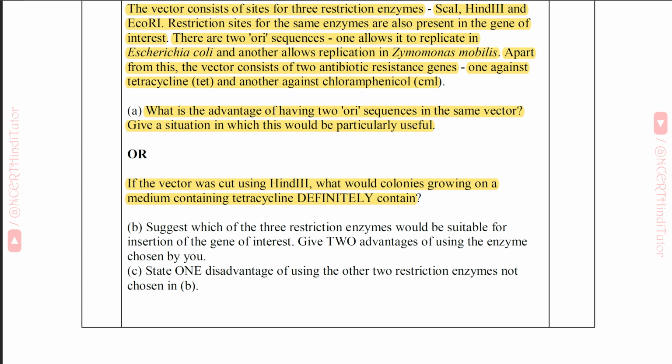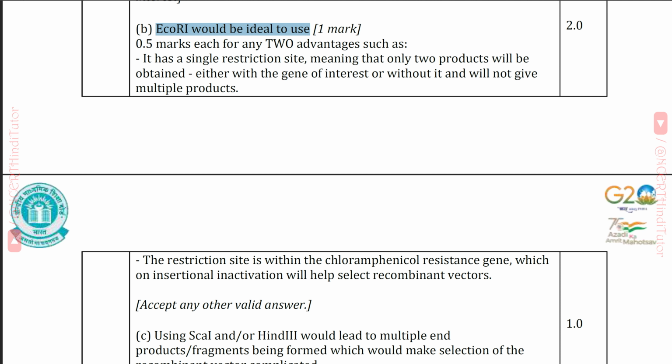B. Suggest which of the three restriction enzymes would be suitable for insertion of the gene of interest. Give 2 advantages of using the enzyme chosen by you. Answer. EcoRI would be ideal to use. It has a single restriction site, meaning that only 2 products will be obtained, either with the gene of interest or without it, and will not give multiple products. The restriction site is within the chloramphenicol resistance genes, which on insertional inactivation will help select recombinant vectors.